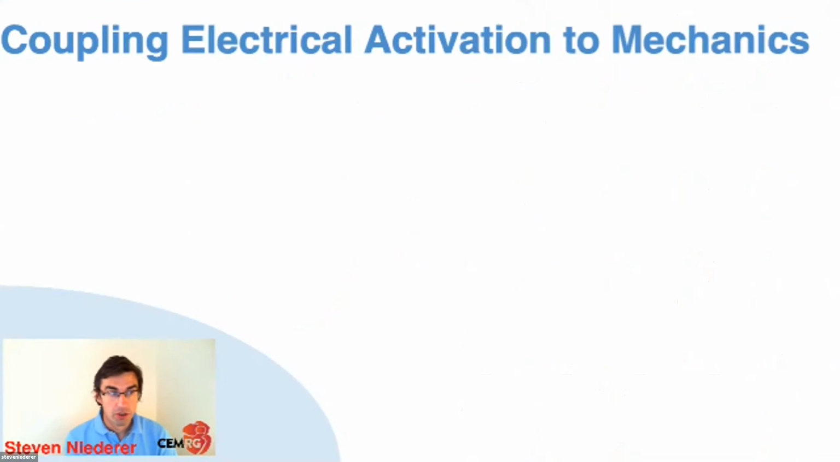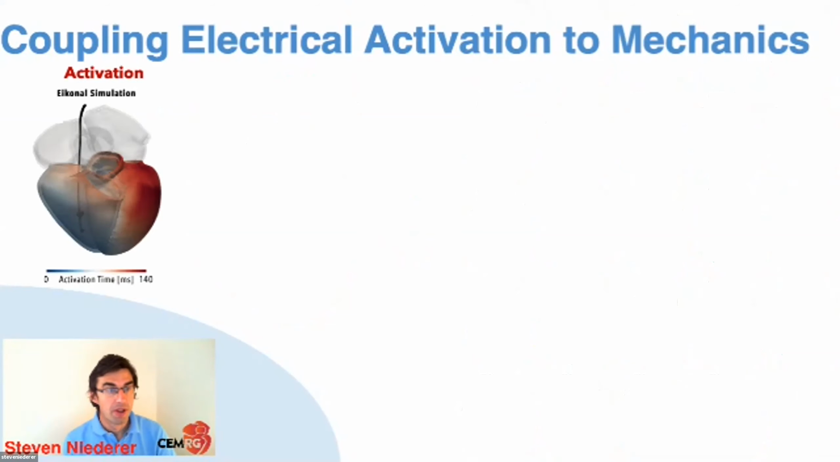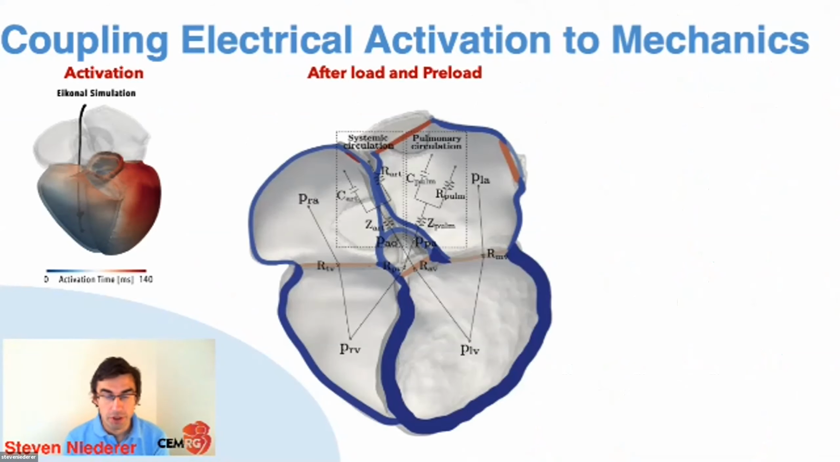We'd also then like to look at how we can couple the electrical activation with our mechanics models. And so we have our activation pattern that we have from reaction eikonal. We have yet to publish a full closed loop circulatory system. It is something we're looking at, but we do at least account for all 4 chambers.